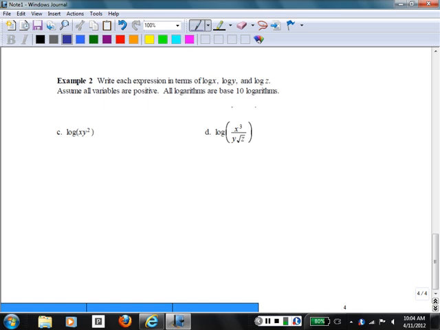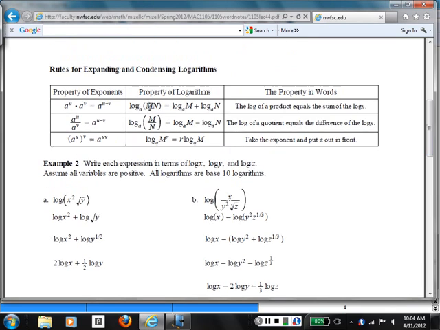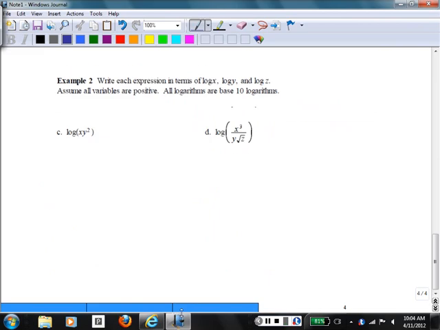I want to characterize the argument of that logarithm as one of three things. I want to characterize it as being either the log of a product, something times something, or the log of a quotient, something divided by something, or the log of a single expression raised to a power. So a product, a quotient, or a single expression raised to a power. So the first one? It's going to be the first. It's the log of a product.